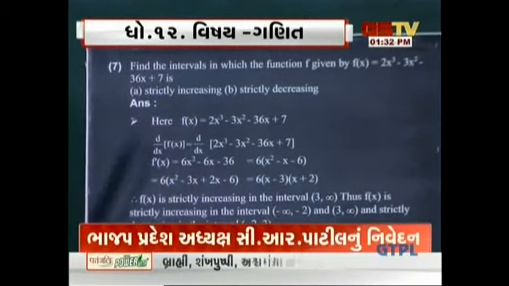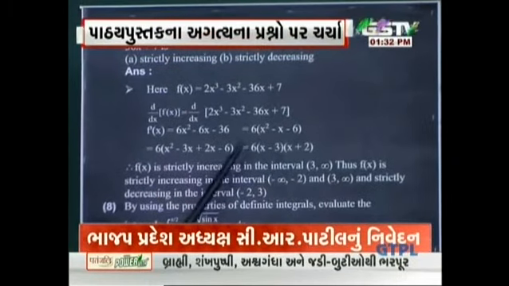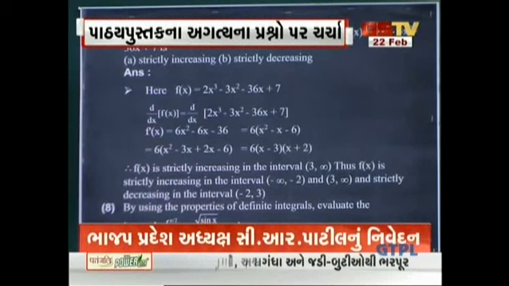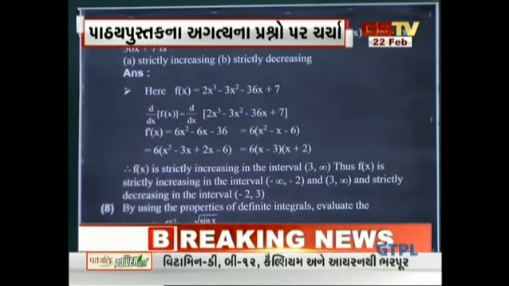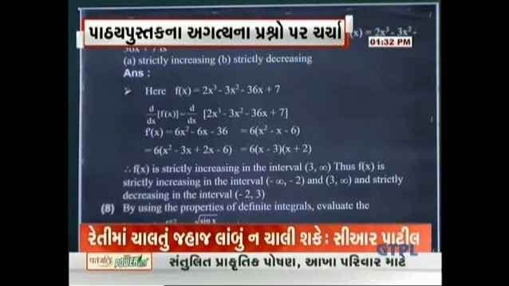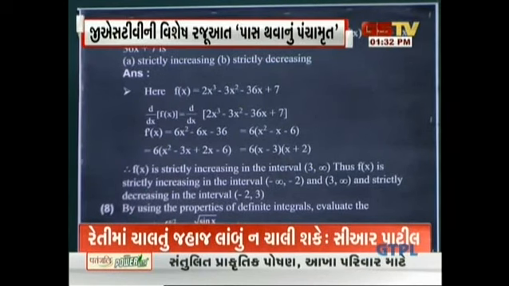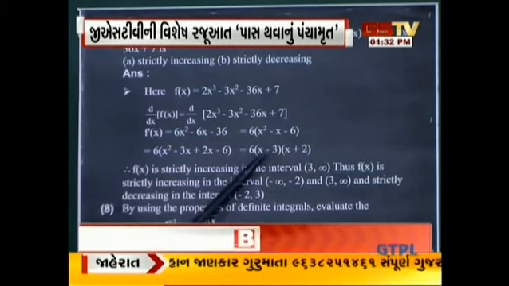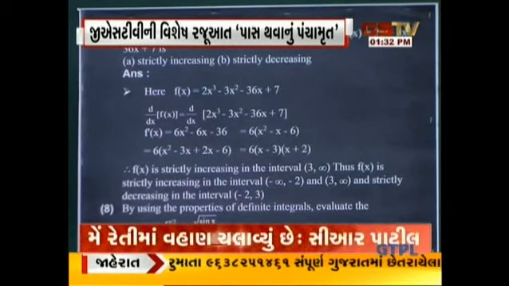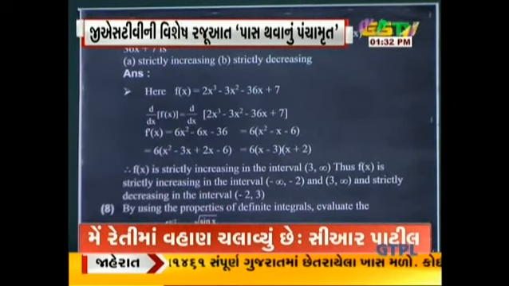Now taking 6 common, we get 6 into x square minus x minus 6. Factorize the result: x square minus x minus 6, 3 into 2 is 6, so the factors are minus 3 and plus 2. So we get the result 6 into x minus 3 into x plus 2.